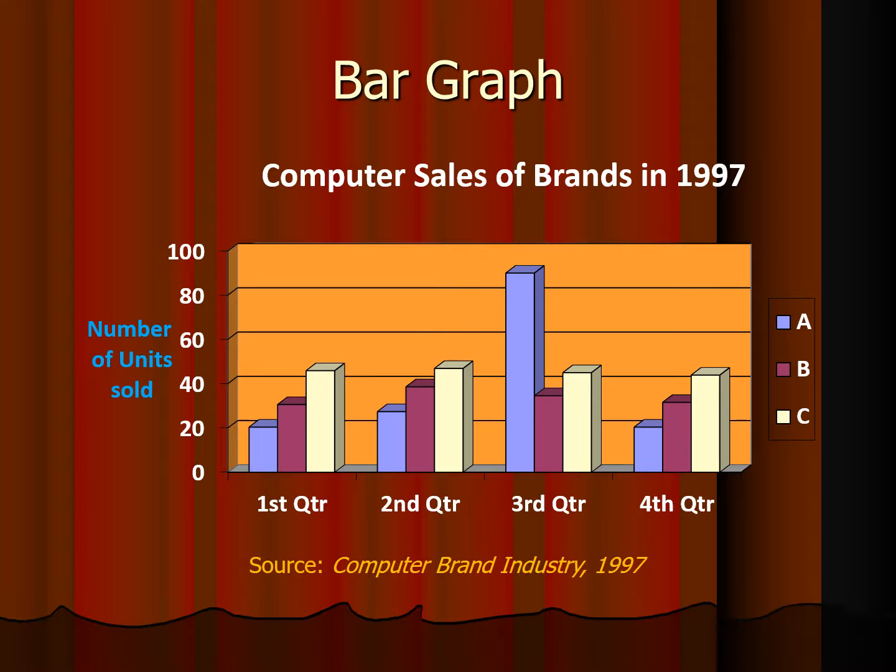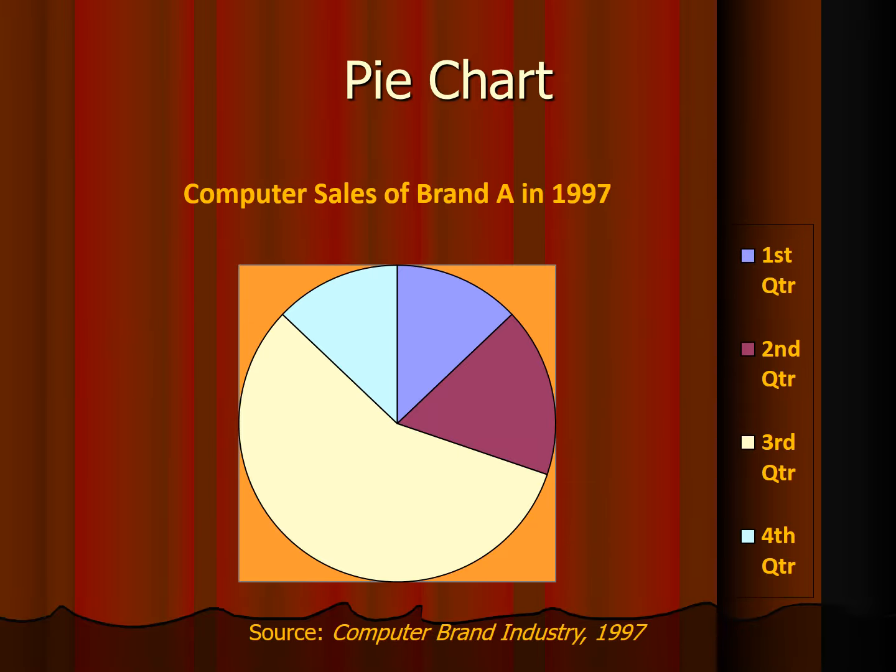Kita lihat bentuknya ya, berbeda. Ini datanya sama dengan yang bentuk table tadi, tapi sekarang kita bentuk menjadi bar graph. Computer sales of brand in 1997. Ada 4 quarters. First, second, third, and fourth. Kemudian, ada 3 jenisnya, A, B, and C. Kita berubah menjadi bar graph atau batang. Oke. Pie chart. Jelas bentuknya pie, pasti melingkar. Computer sales of brand A in 1997 ada first, second, third, and fourth quarters, gitu kan?